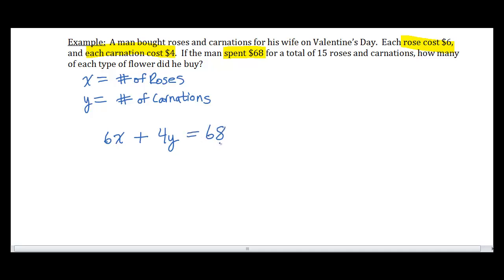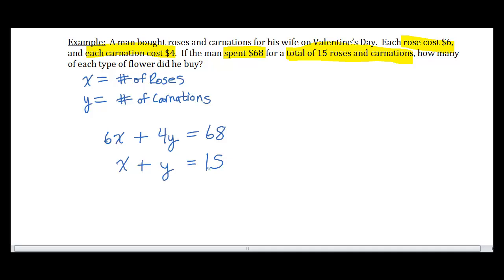Okay. It says the man spent $68 for a total of 15 roses and carnations. This total of 15 tells me how many flowers I have. And since x represents the number of roses and y represents the number of carnations, if I add those up, they have to equal 15. All right, so those are my two equations, and now I'm going to solve this using the addition method.